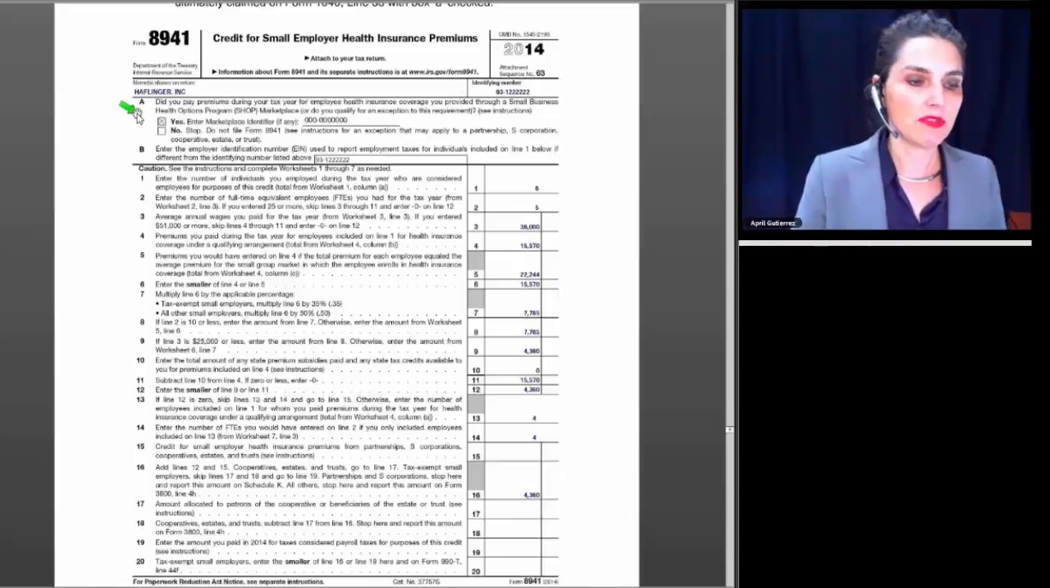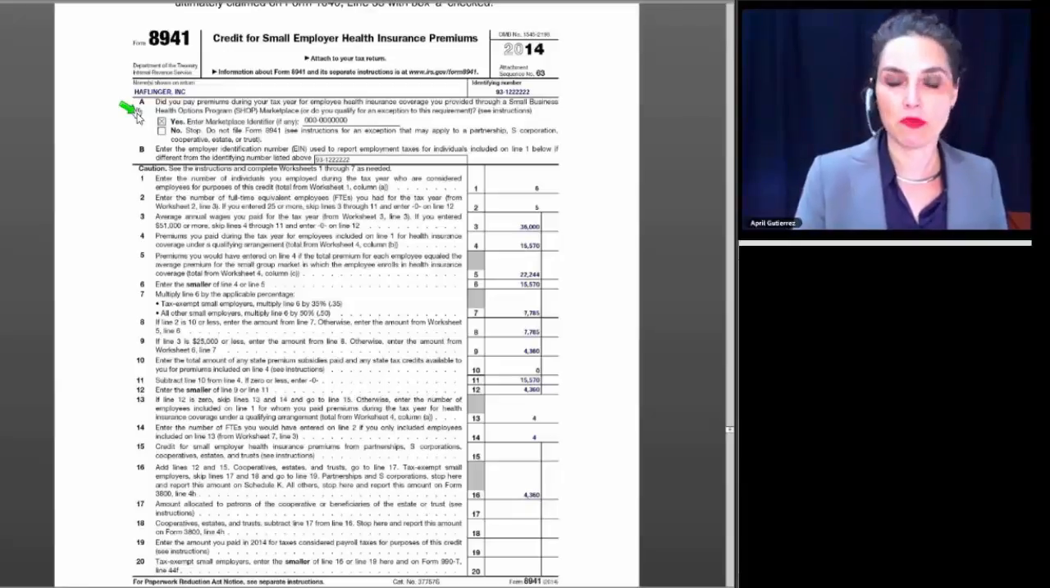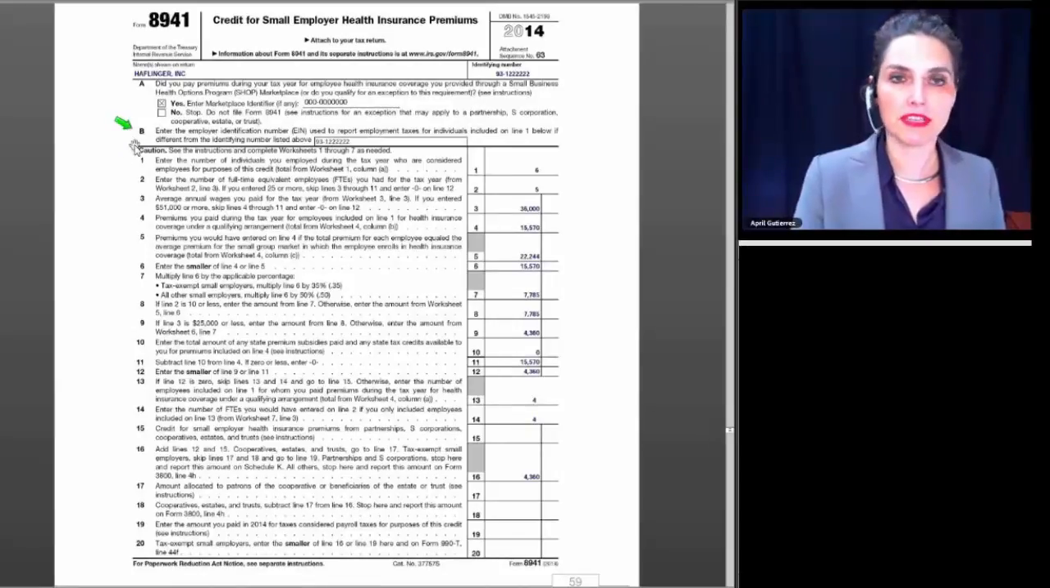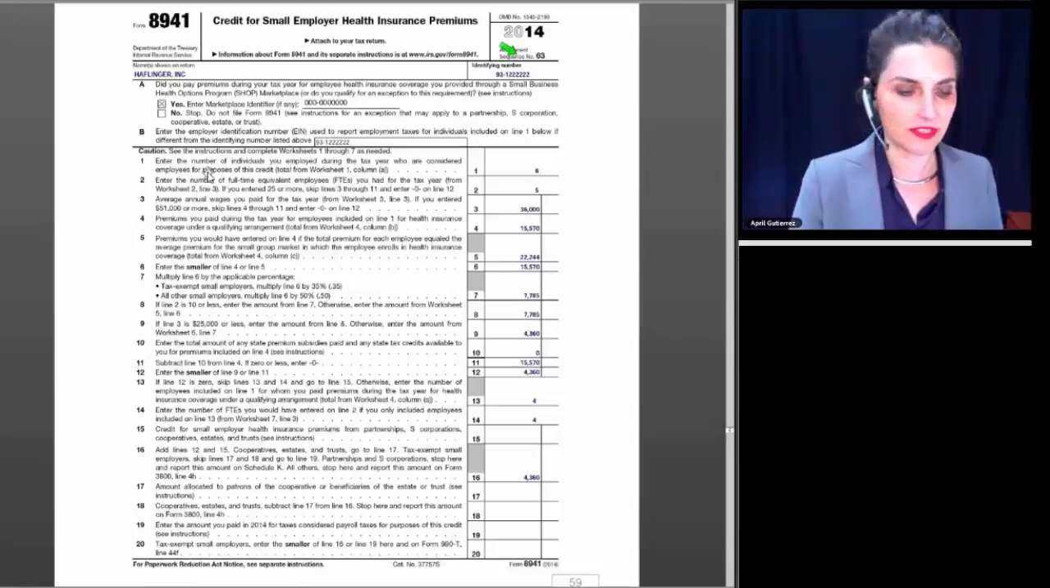Did you pay premiums during the tax year for employee health insurance coverage provided through a Small Business Health Options Program, or SHOP? You need to answer yes. And then you want to enter your marketplace identifier. Finally, on line B, you enter the EIN that was used to report employment taxes for the individuals included on line 1 below. In this case, it's the same as the identifying number used on the return, but it's possible there's a difference.